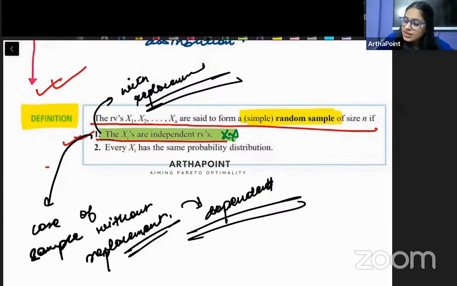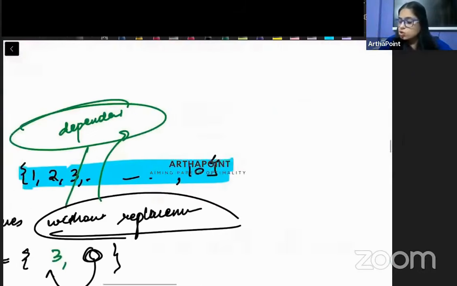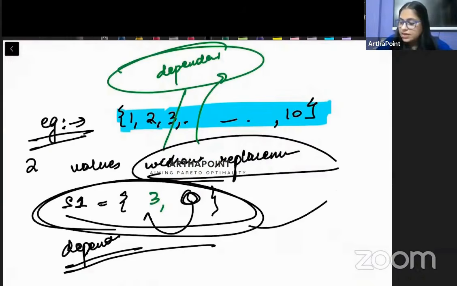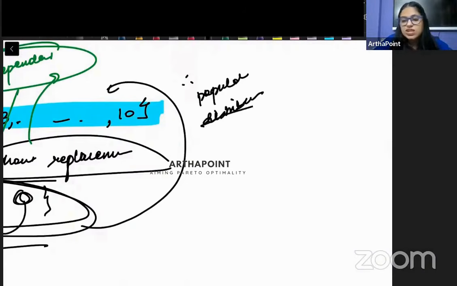Okay, beta. The second thing is that every xi has the same probability distribution. So try to understand that all these samples that I'm collecting, they are coming ideally from the same population, right? And therefore, they must have the same distribution, the same probability distribution. So whenever we talk about every xi, these should have the same distribution.